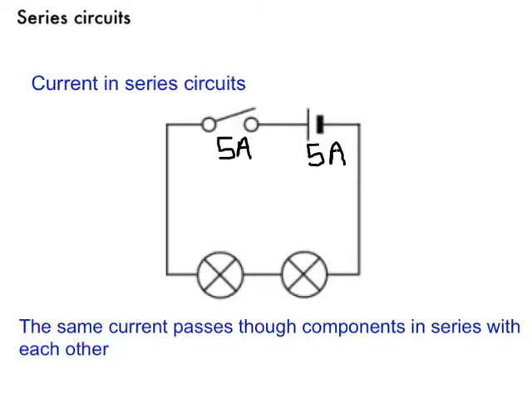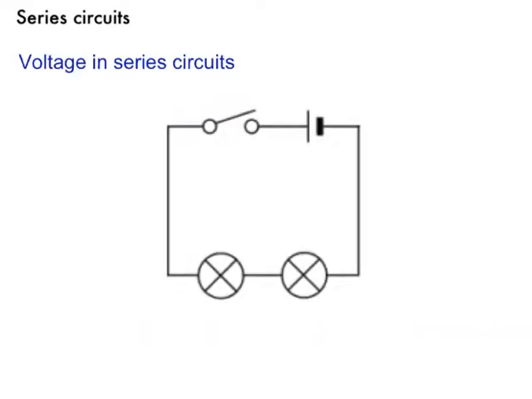So that's current, but what about potential difference or voltage in a series circuit? So if we look at the same circuit that we had before, the electrons that are passing through each bulb in the circuit are being pushed around this circuit by the cell. That's its job up here. Now the potential difference or voltage of this cell is actually a measure of the energy that's transferred from the cell by each electron that passes through it.